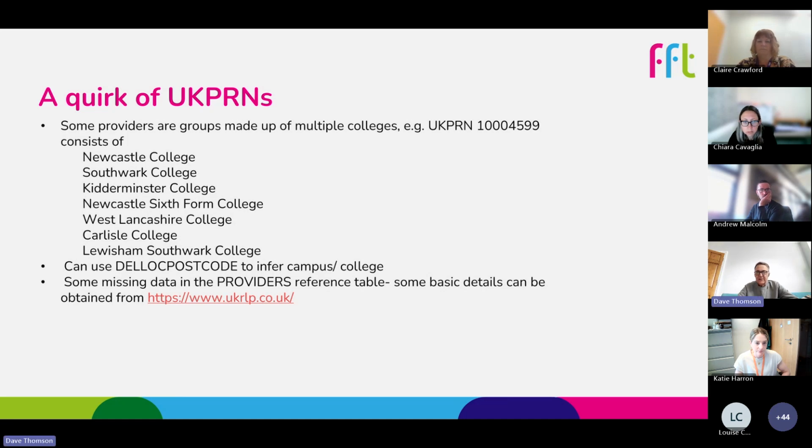And there's also some missing data in the provider's reference table for reasons I've never really established. So you would see aims data, for instance, for a provider, but no corresponding record in the provider's table, although you can refer back to the UK Register of Learning Providers to check, to get some basic details. I think that's it from me.